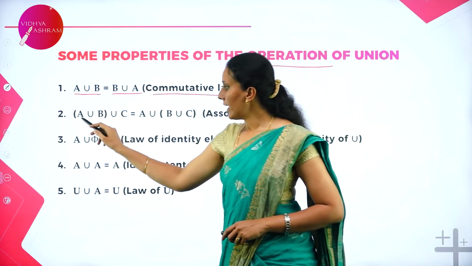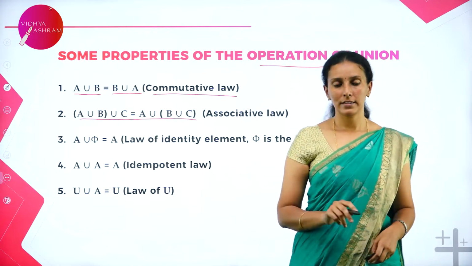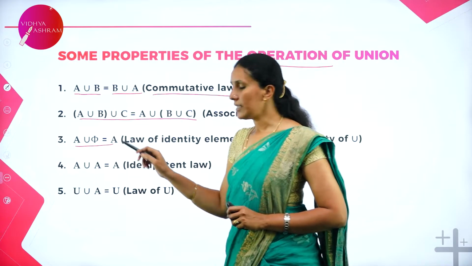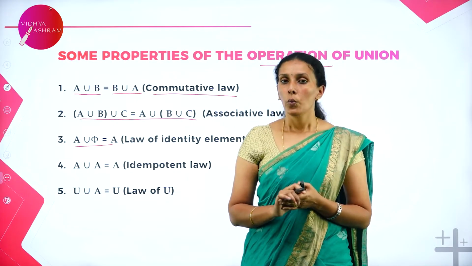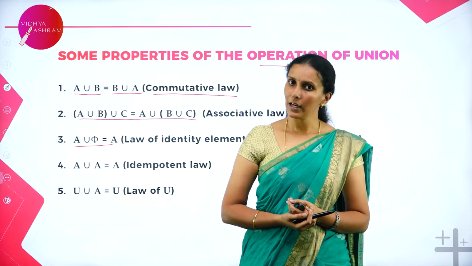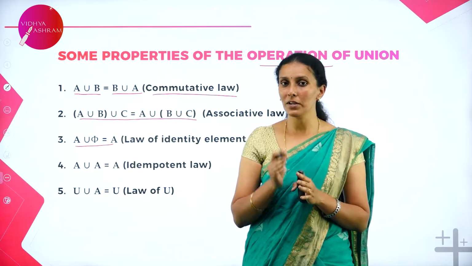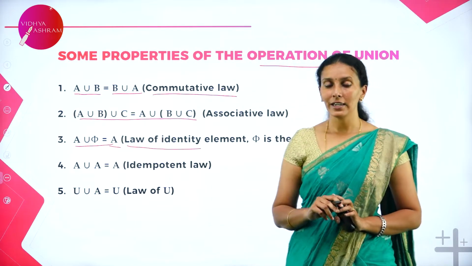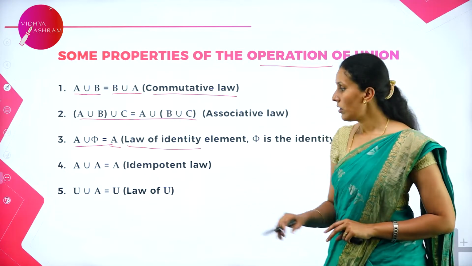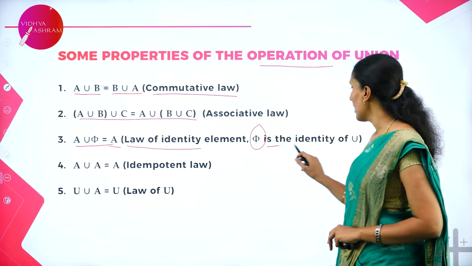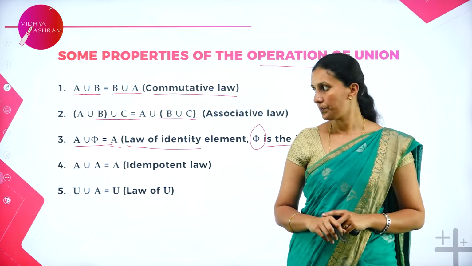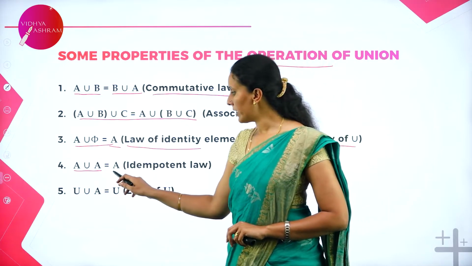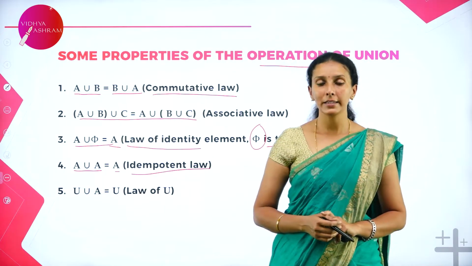Also, taking any three sets and taking the union of all the three sets, it satisfies the associative law. Next, A union empty set. If you are taking the union with empty set, since empty does not contain elements, the only elements which you will get is A only. That is why it is called as law of identity or identity law. So therefore, empty set is the identity of union. Next, when you take a union of the same set, you will again get the same set. That is why you will call it as an idempotent law.